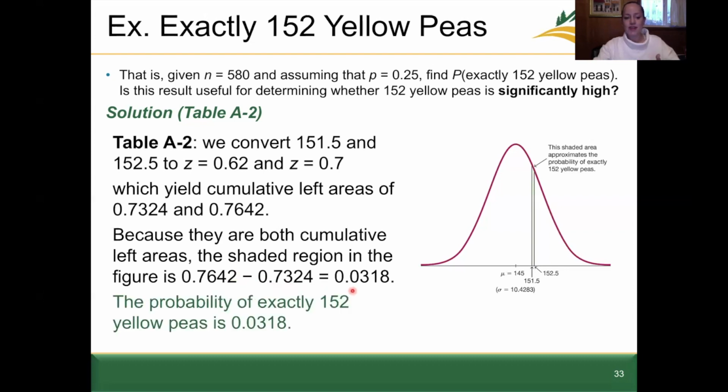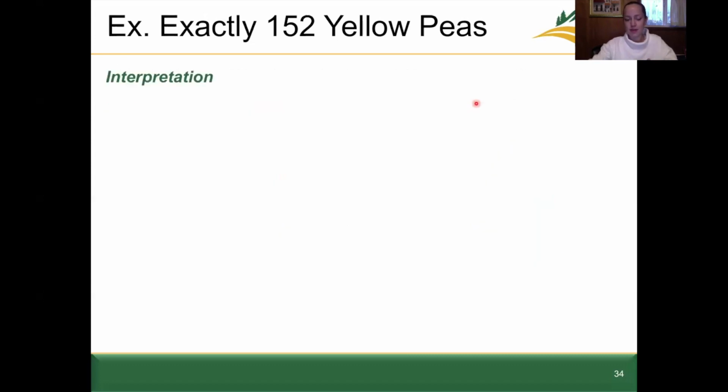Keep in mind what we just calculated. This was using table A2 to find the probability of exactly 152 yellow peas. Remembering the other part of the question we were asked here, is this result useful for determining whether 152 yellow peas is significantly high or not? To address this, let's talk about the interpretation here.